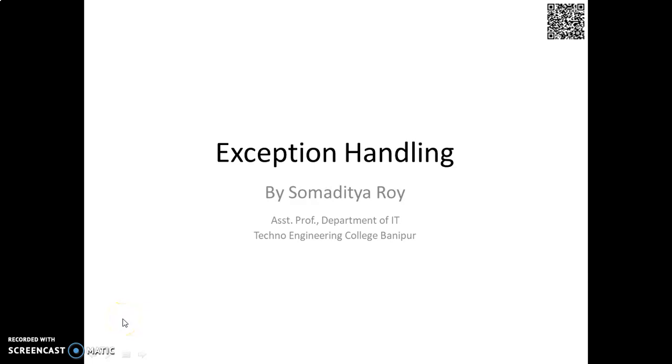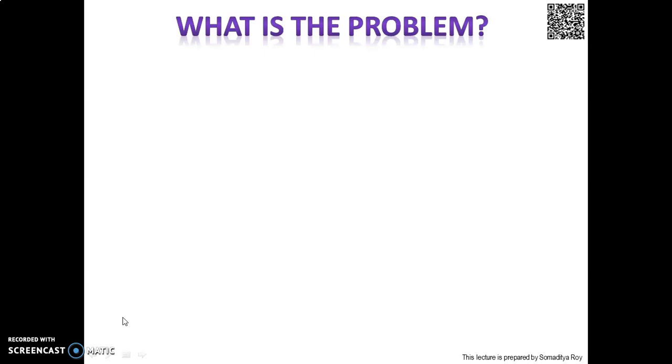Hello dear students, today we will learn exception handling. It's a very unique feature of Java which gives us support to deal with unwanted events which may occur at runtime or during the execution and try to hamper the normal flow of execution. So what can be those problems?